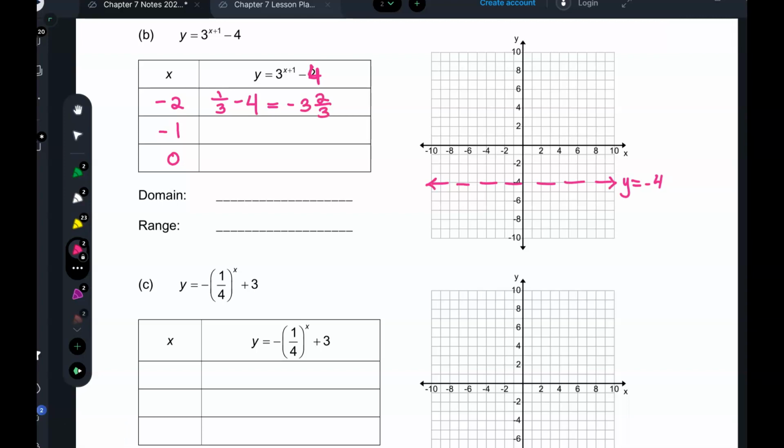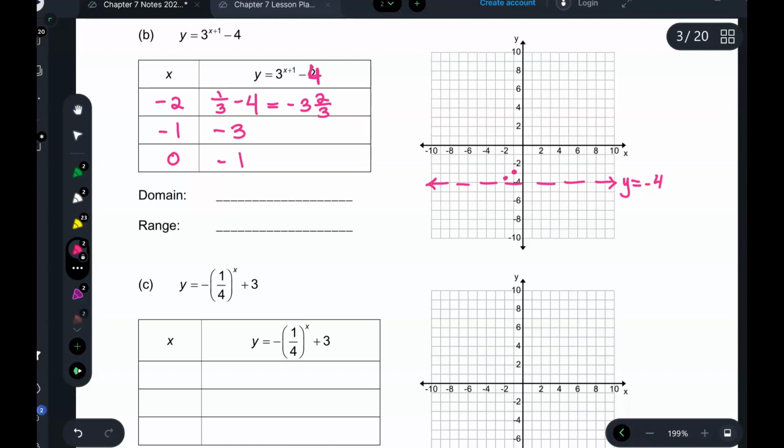What happens when I plug in -1? That will make that 3 to the 0, so that'll be 1 minus 4, which is -3. If we plug in 0, that will be 3 to the 1st, so that's just 3 minus 4. Okay, so -1. So that'll be really close to that dotted line. -2, -3, and 0.